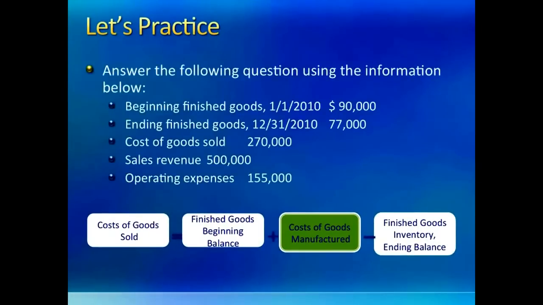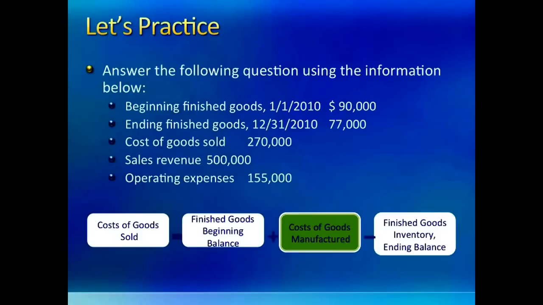Let's look at a simple numerical problem. You are given the beginning finished goods and ending finished goods. You are also given cost of goods sold. You are given sales revenue, and you are given operating expenses, which are non-manufacturing expenses of 155,000. The question says, what is the cost of goods manufactured?